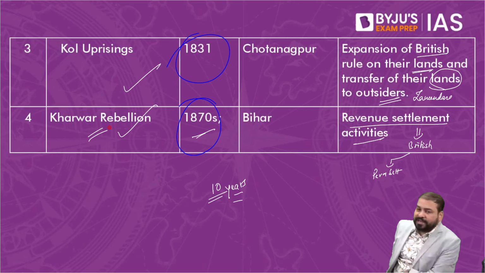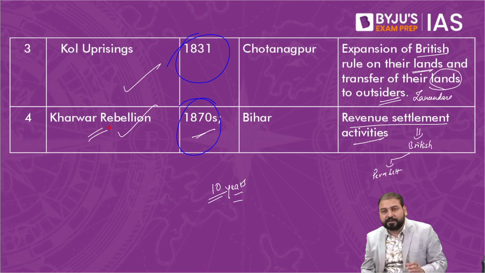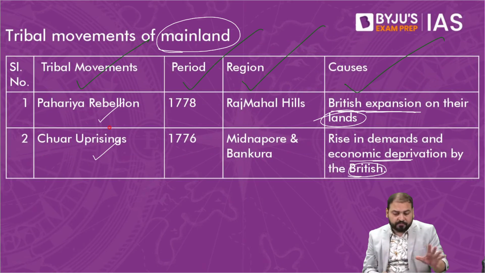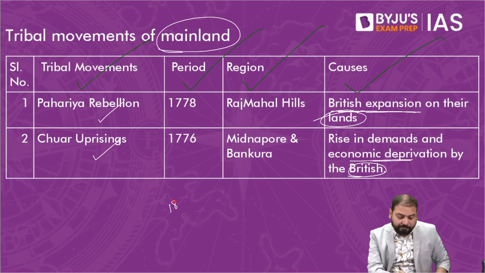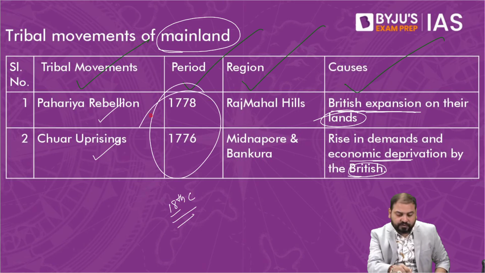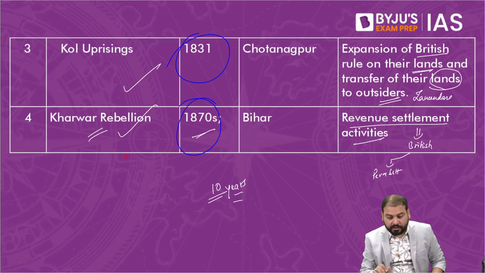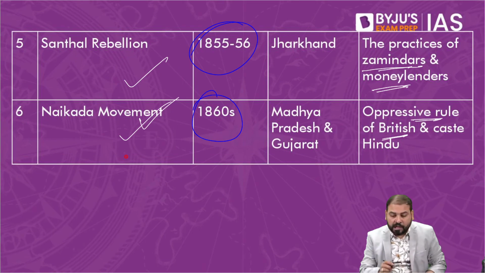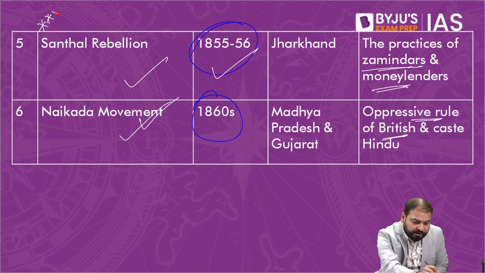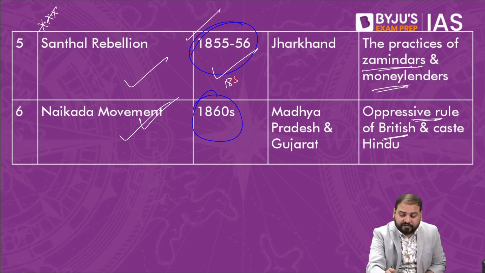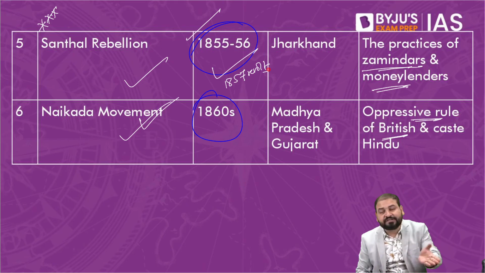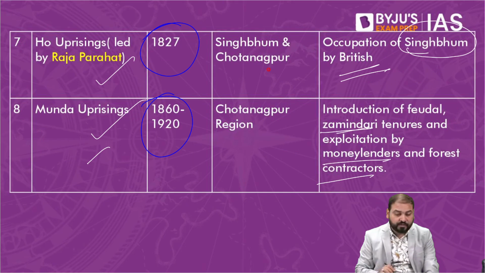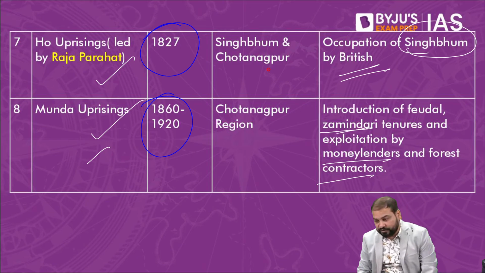Rather, my suggestion to you would be, remember the approximate timing. You know that, okay, for example, Paharia and Chuar happened in the 18th century. See here. The next two, first half of the 19th century, second half. Santal, because it is very, very important, so we need to remember it was just before the 1857 revolt. Naikada, just after the 1857 revolt. Similarly, for others, you will have to do this.